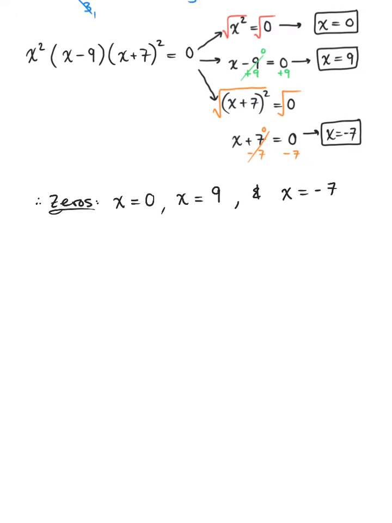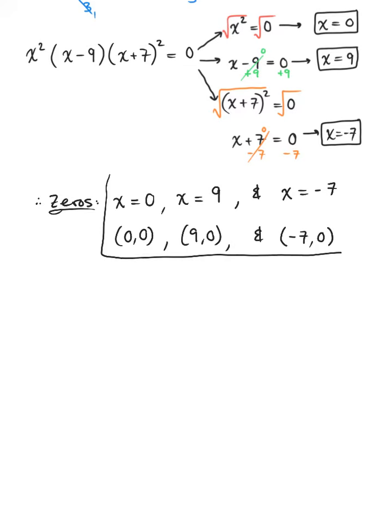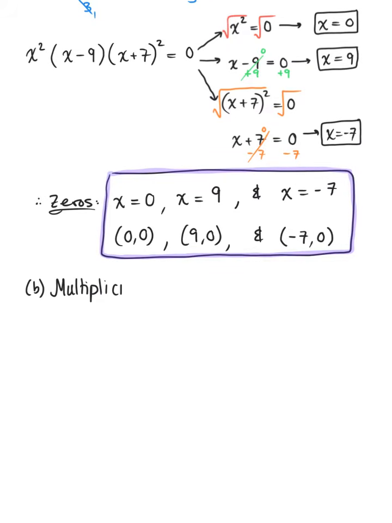Now keep in mind, because these are zeros, they're also x-intercepts. So if you want, you could alternatively write these zeros in their ordered pair form, 0, 0, 9, 0, and negative 7, 0. So they both mean the same thing, so pick your favorite notation and stick with that. So, now that we have these zeros, we need to think about the multiplicity of the zeros and how this will affect the behavior of the graph at each one of the zeros.